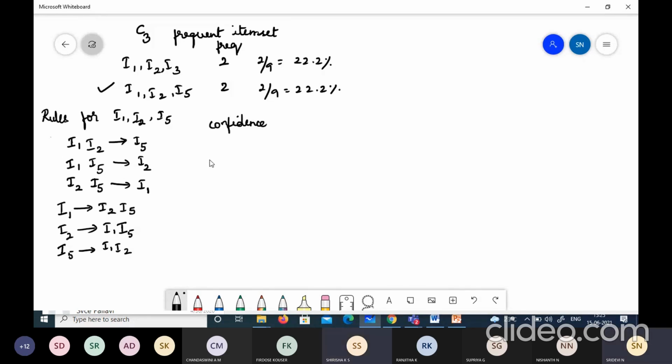I1, I2, I5 is 22%, ma'am. No, you go to the first table. There, in how many transactions do you have this I1, I2, I5? You check. 2, ma'am. Yes, it is 2. And how many 3-item transactions do you have, you check. Because we are considering 3 items, isn't it? So how many 3-item transactions do you have in the main table, you just check and tell.